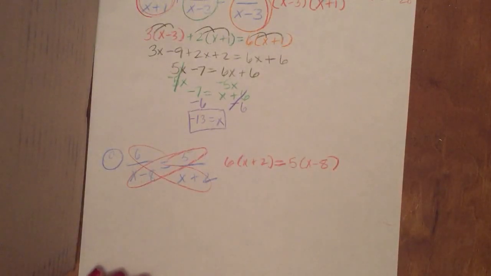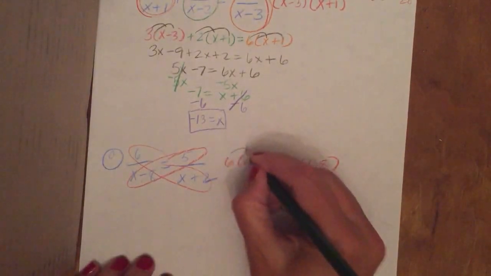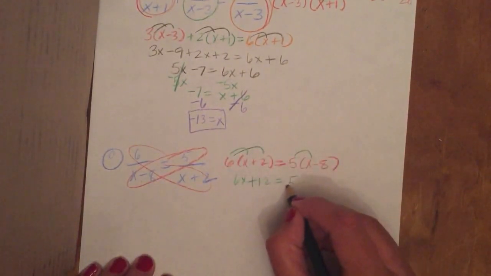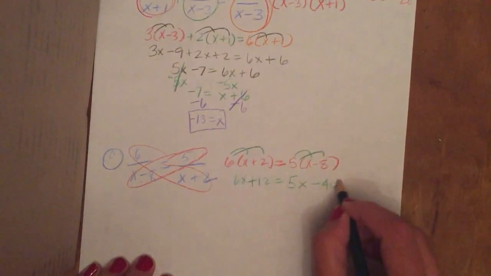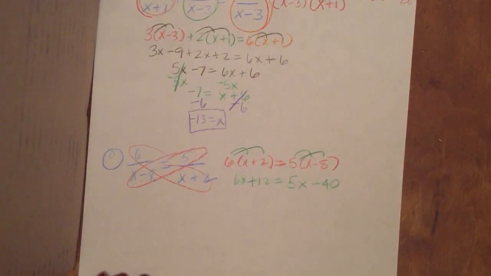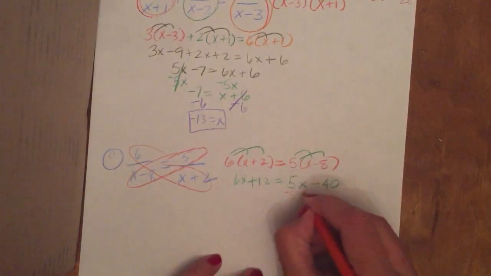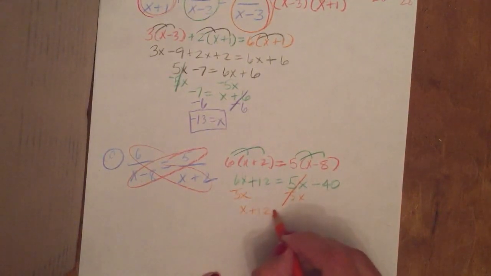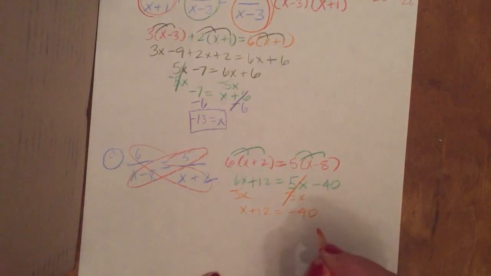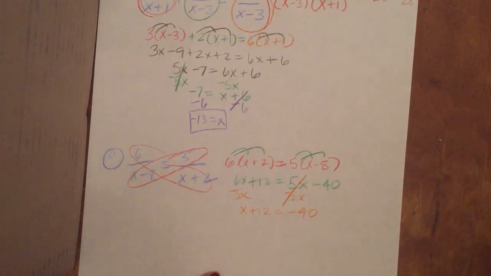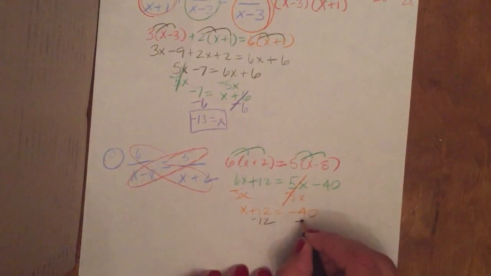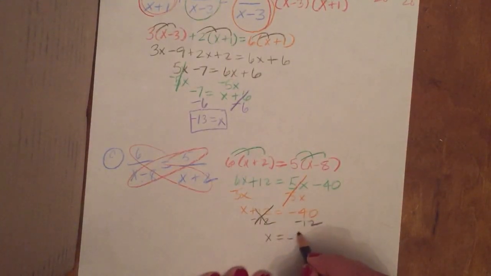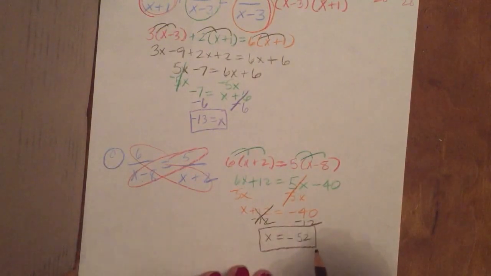Now you use your distribution. You have 6 times x, which is 6x, 6 times 2, which is 12, 5 times x, which is 5x, and 5 times negative 8, which is negative 40. I want to combine, so I'm going to move the 5x over. So that gives me x plus 12 on this side and leaves negative 40 on that side. My next step is going to be to move the 12 over with the 40, so I'm going to subtract it. So x equals negative 52. And that is your answer.